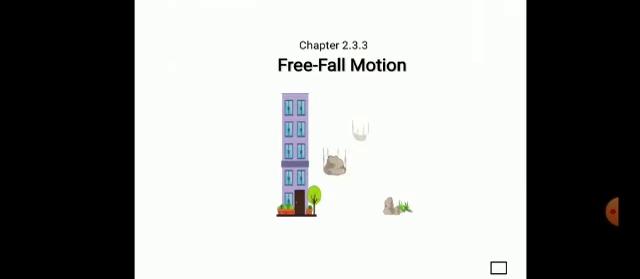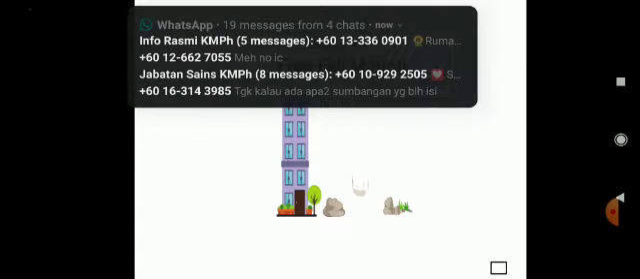Right, so the third part of chapter 2 is the free fall motion. In this simulation, you can see two objects. One is the stone and the second is the feather. One of these objects exhibits free falling motion, which is the stone, because the stone has almost no air resistance. But on the feather, as it falls down the building, there is a lot of air resistance acting on it. It slows down the falling feather.